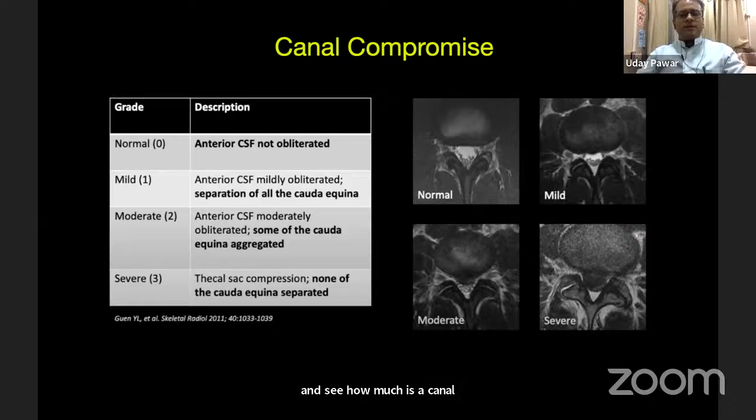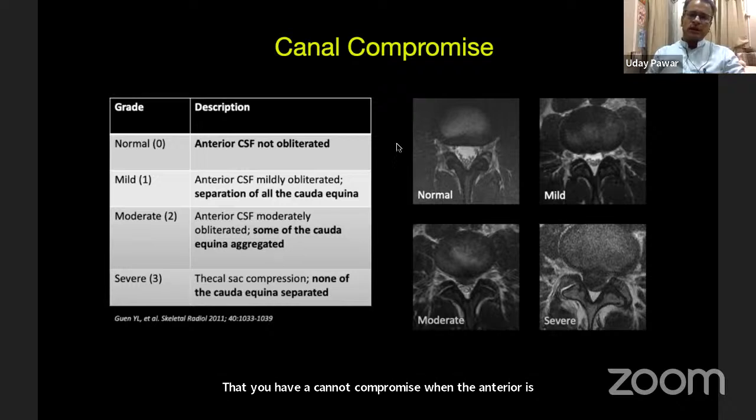Realistically, you can't really keep measuring. The radiologists do it for you: anywhere between less than 10 to 12 millimeters of spinal canal, you can call it a stenosis. But typically, the more commonly accepted definition in the radiology group is that you have a canal compromise when the anterior CSF is not obliterated, in a normal patient.